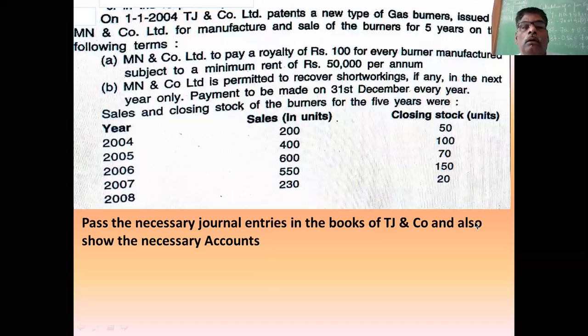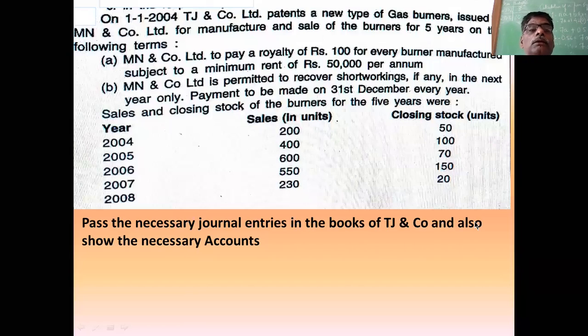Okay, this is the problem. On 1/1/2004, TJ and Company Limited patents a new type of gas burner. TJ company has the new type of gas burner, and that gas burner is issued to M&N Company Limited for manufacture and sale of burners for 5 years on the following terms.